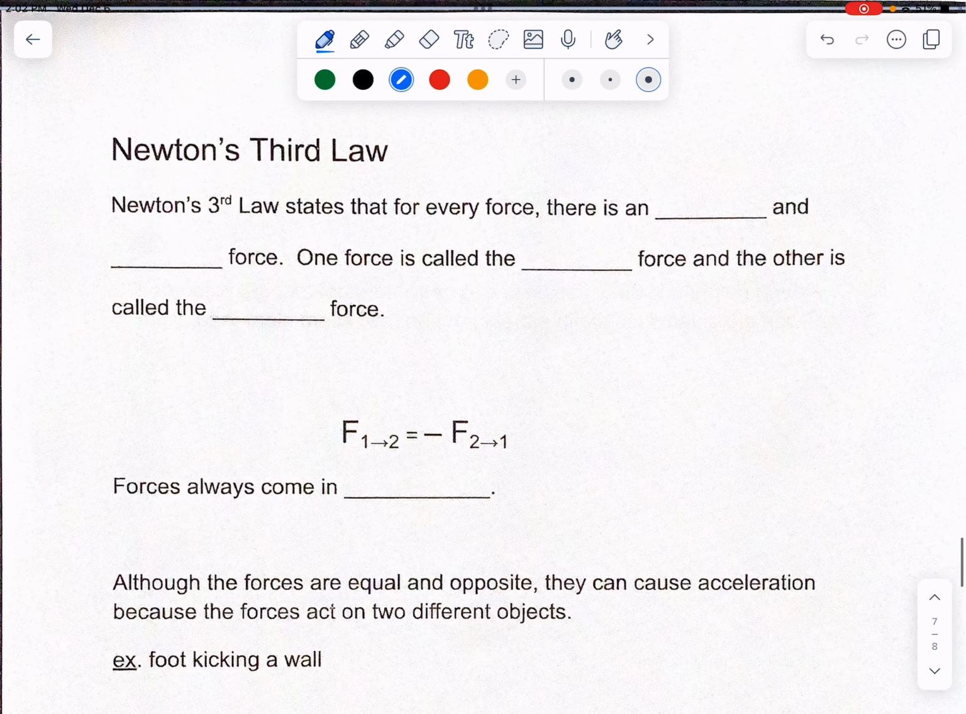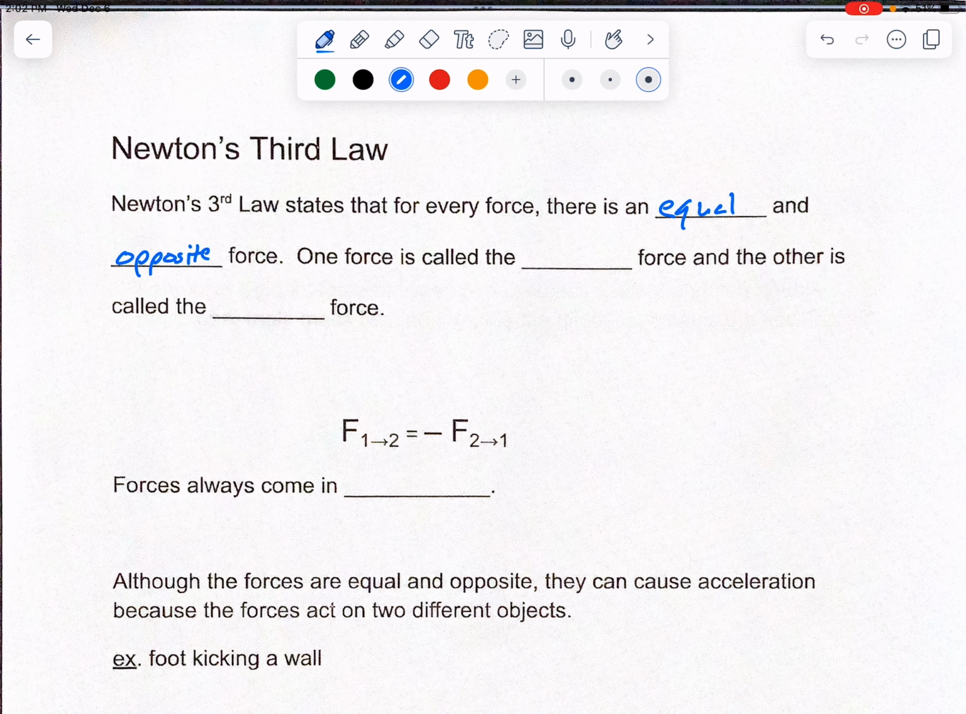Now we're going to talk about Newton's third law. It states that for every force, there is an equal and opposite force. One force is called the action force, and the other is called the reaction force. That means if you push an object, the object's going to push back with the exact same amount of force. So this little diagram down here, that little 1 to 2, means the force of object 1 on object 2 is equal to the negative, and remember, negative just means it's the opposite, of the force that object 2 puts on object 1.